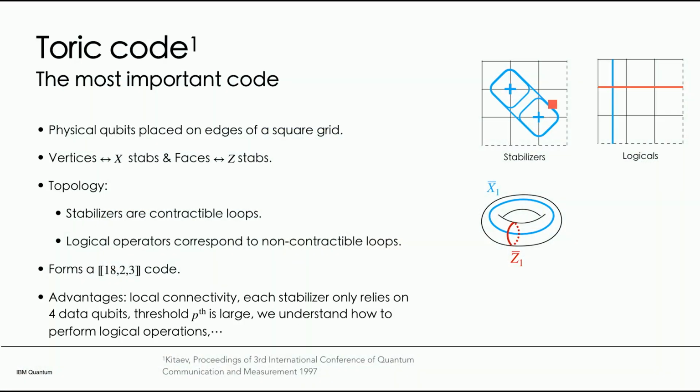And this code, what are its parameters? It uses 18 physical qubits. It encodes 2 logical qubits, and it has distance 3. The shortest logical operator here has weight 3.